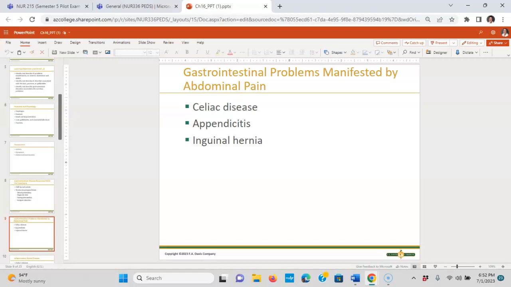So McBurney's point is the site of extreme sensitivity. It's situated in the normal area of the appendix, midway between the umbilicus and the anterior iliac crest of the right lower quadrant of the abdomen. If they internally rotate the thigh, it'll have pain. If you put passive extension on the right hip, they will have pain.